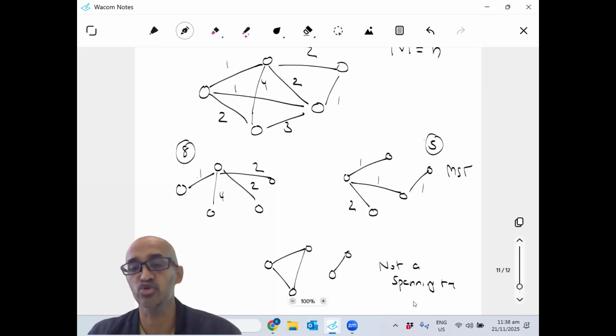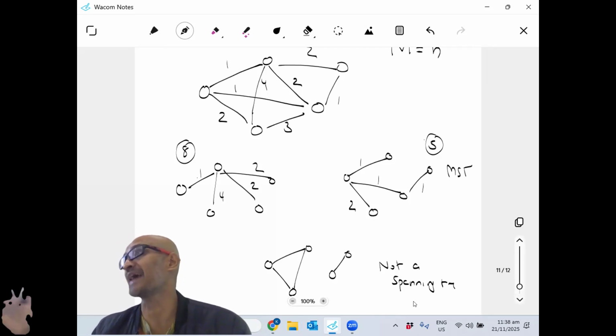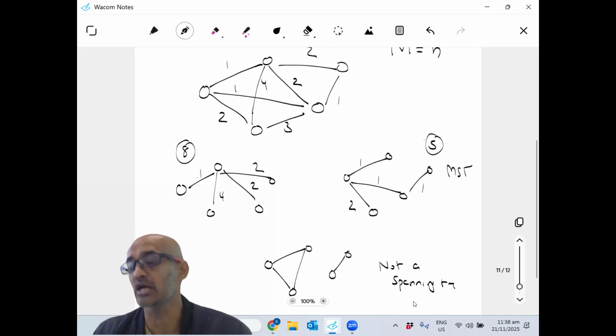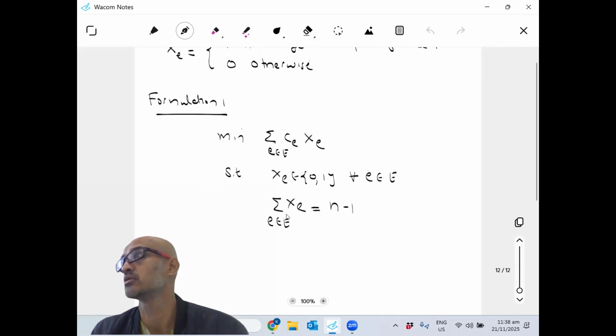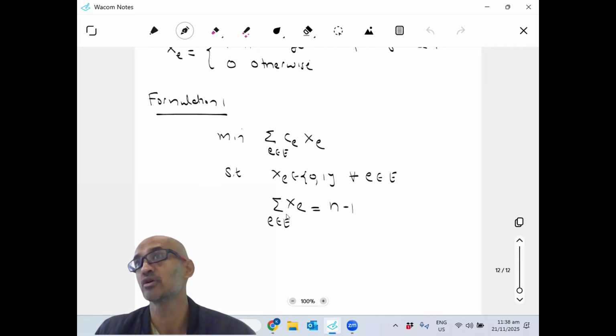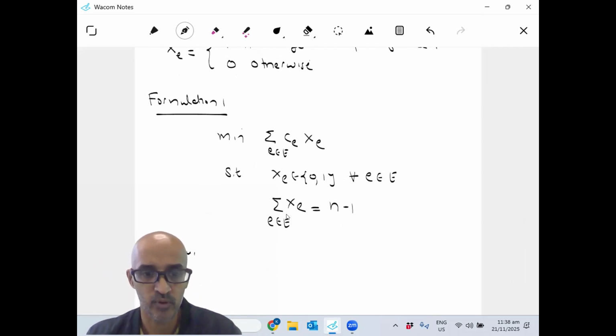How many arcs are chosen? 1, 2, 3, 4, and so on. But this is clearly not a spanning tree. So something is not being captured by these constraints, which I have to worry about. So this is not sufficient. Something more is required so that I'm capturing the set of spanning trees. There are two ways to do it. One is what is called the subtour elimination formulation or the cut set formulation. Let me first do the subtour elimination formulation.